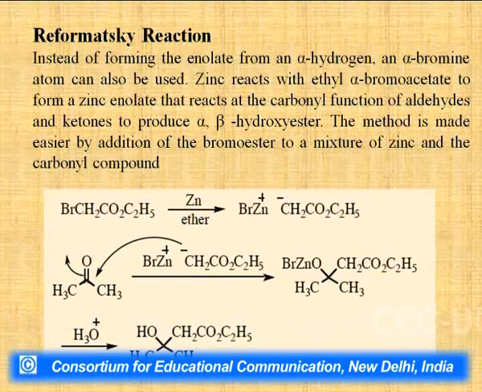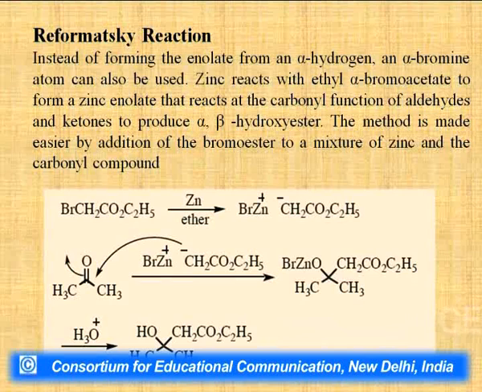Reformatsky reaction. Instead of forming the enolate from an alpha hydrogen, which we have discussed in diethyl malonate and acetoacetic ester, here an alpha bromine atom can also be used. That is what is known as the Reformatsky reaction. Zinc metal is used here; it reacts with ethyl alpha-bromoacetate to form a zinc enolate that reacts at the carbonyl function of aldehydes and ketones to produce a beta-hydroxy ester. The method is carried out by adding the bromoester to a mixture of zinc and the carbonyl compound.